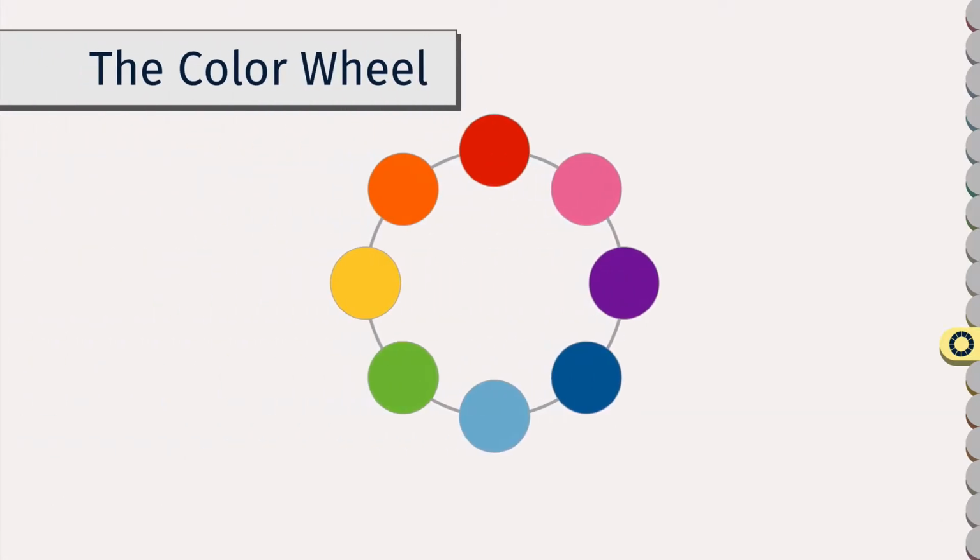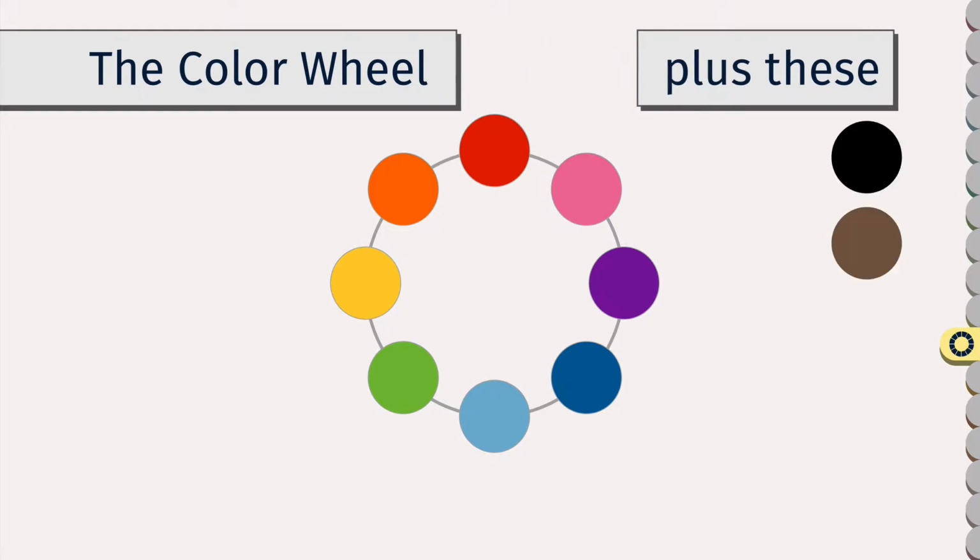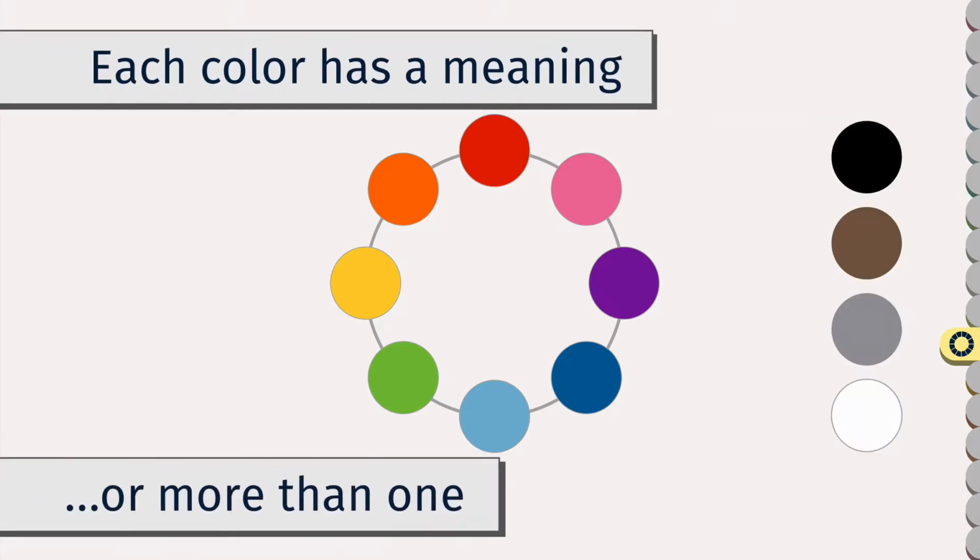But to understand which color to use, we have to know this conventional display of colors that is called the color wheel, plus these other 4 colors that complement it. Now, colors have meaning, and these meanings are associated with how we perceive the colors in the West and Western culture, and they vary a lot.